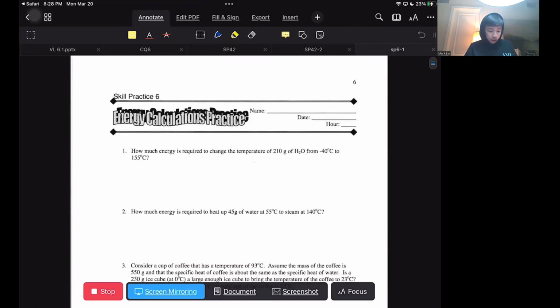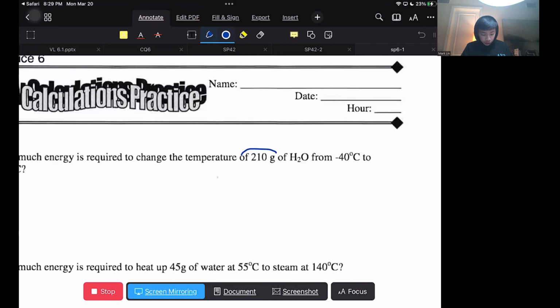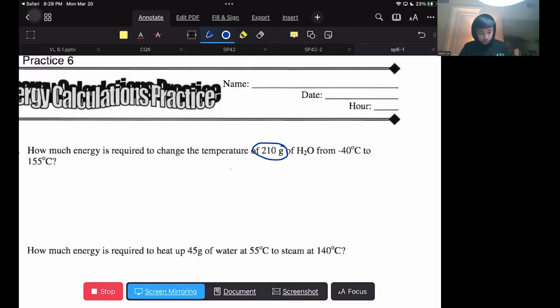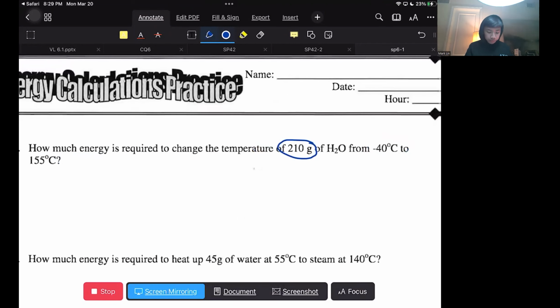How much energy is required to change the temperature of 210 grams of H2O from -40 degrees Celsius to 155 degrees Celsius? There's a couple things we can point out here. 210 grams, that's our mass. And then we have a temperature change from -40 degrees Celsius to 155.